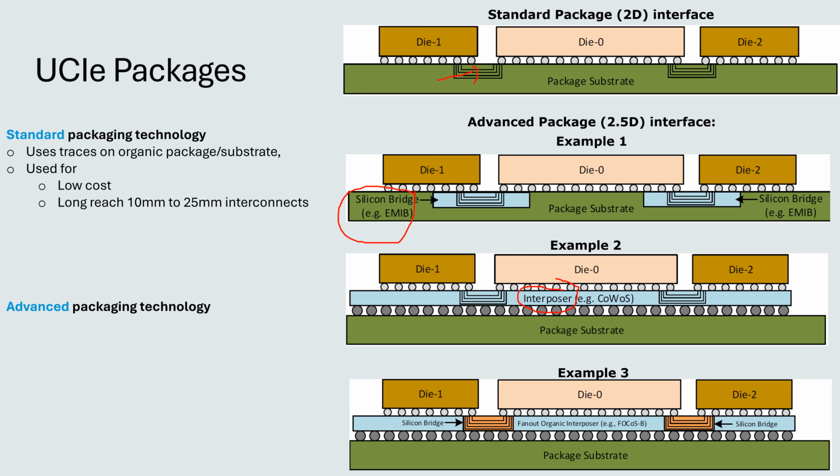So standard packaging is used for low cost, long reach interconnects. Here it supports 10 mm reach as well as 25 mm reach. When it comes to reach, the meaning here is the distance between the two dies, because we need to transfer high speed signals between the two dies. So what is the distance between two dies? It supports 10 mm, and it supports 25 mm. Generally we call 10 mm short reach, and 25 mm long reach.